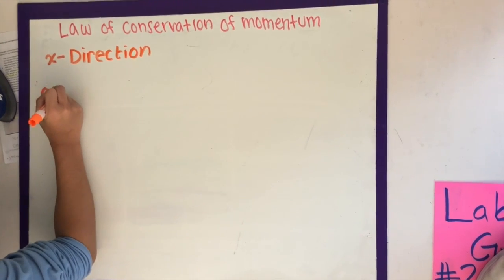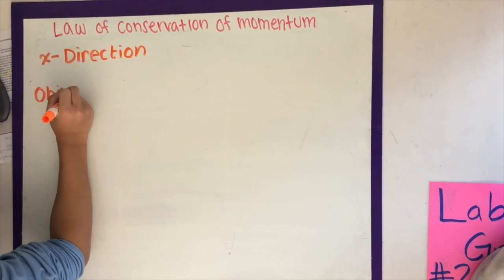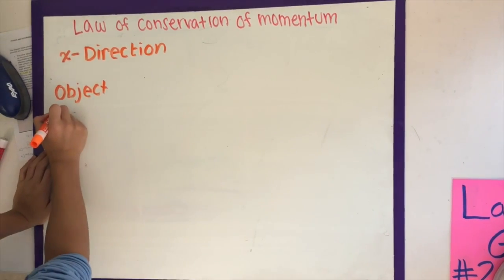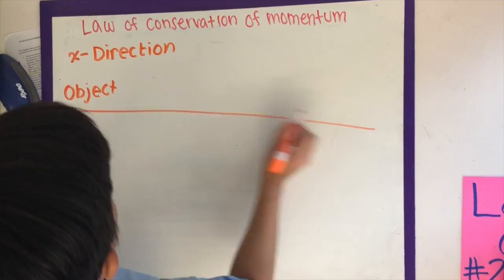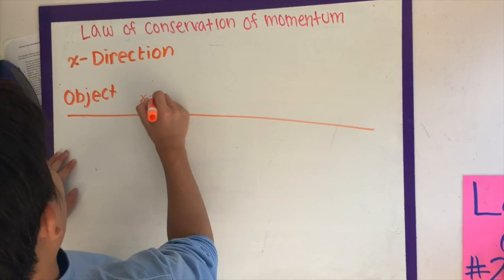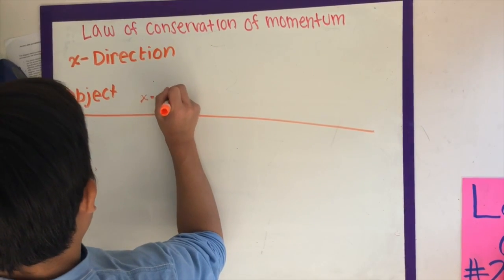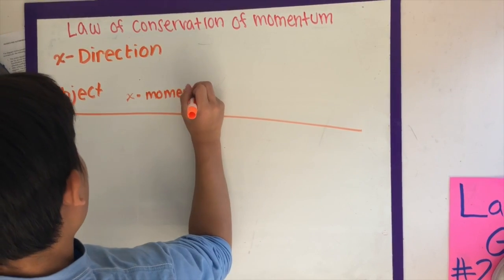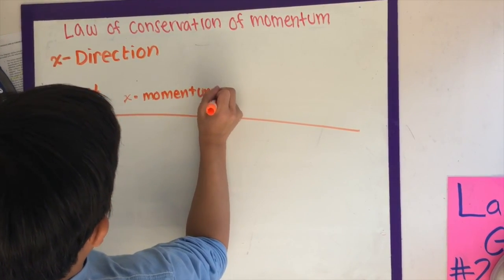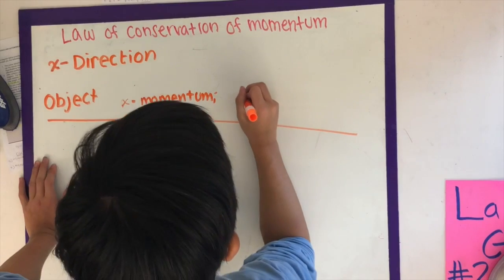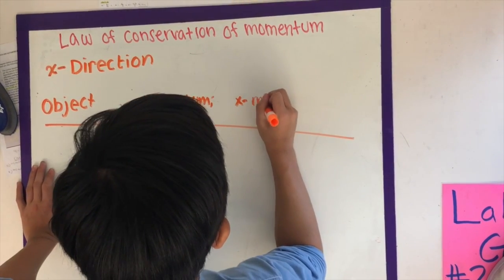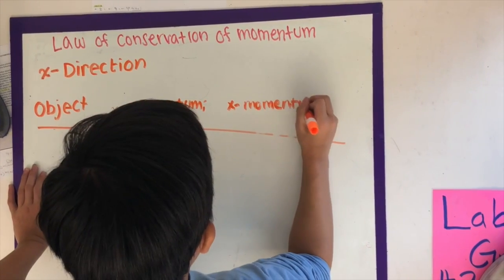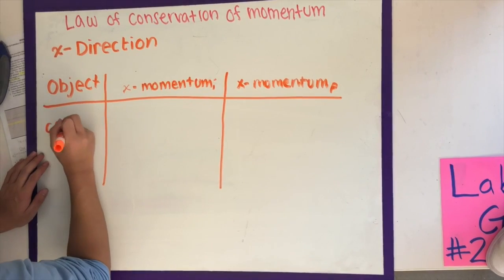Now we're going to use the law of conservation of momentum for the x direction. So first, label your objects, your car, your truck, and don't forget the total. Now we need to label a column for the initial x momentum. Now looking at the diagram, we can see that the car has an initial x momentum of 0 because it doesn't have anything in the x direction. Now if we look at the truck, we can see that it is its mass times its initial velocity, but we don't know its initial velocity.